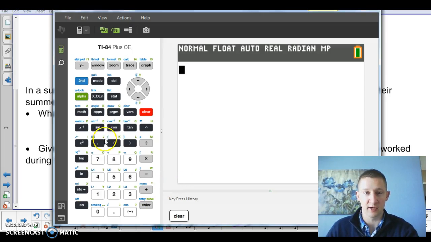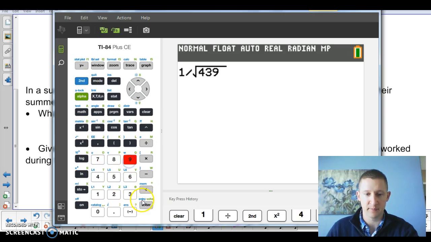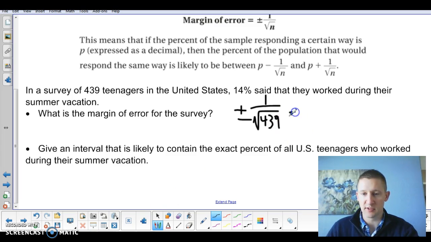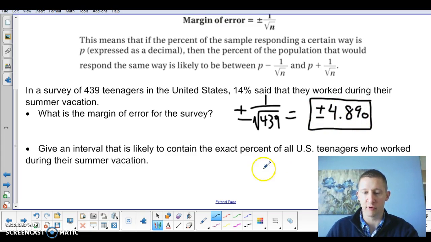So plugging that into a calculator, if we take 1 divided by the square root of 439, we get 0.0477. I'm going to go ahead and round that and say that that's 4.8%. So this is about plus or minus 4.8%. And again, we change decimals to percents. I like to have a percent when we do these kinds of problems. So that's my margin of error, 4.8%.